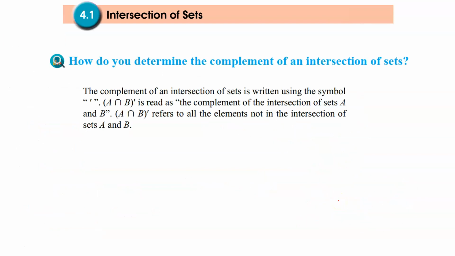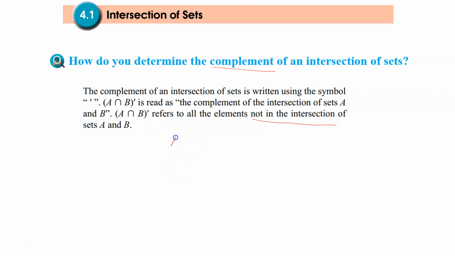Okay. Then, how do you determine the complement of an intersection of set? Complement ni apa? Kita tengok. The complement of an intersection of set is written using the symbol prime. Ni simbol ni. A intersect B prime. Maksudnya, selain daripada A intersect B is read as the complement of the intersection of sets A and B. A intersect B complement refers to all the elements not in the intersection of set A and B.